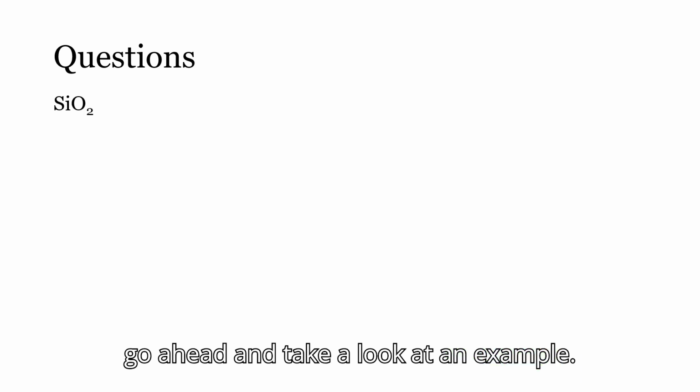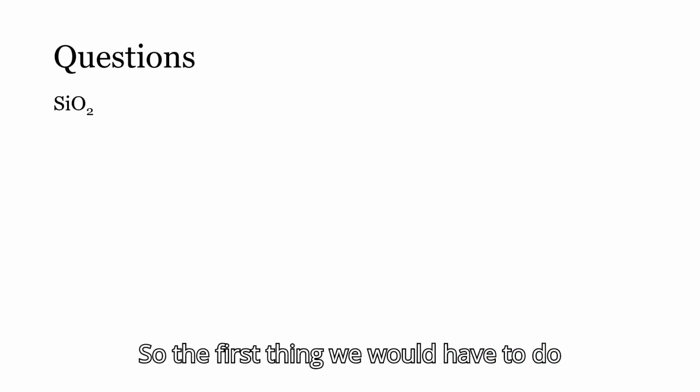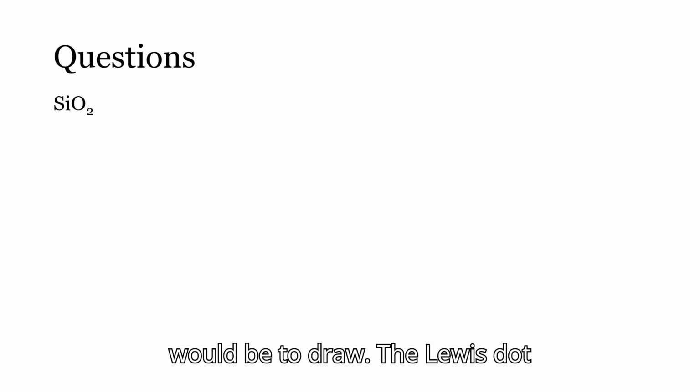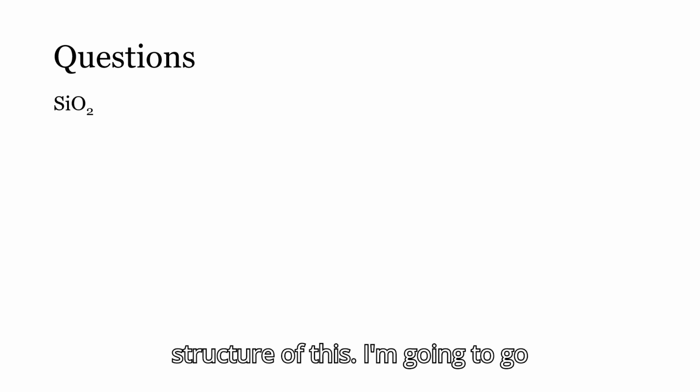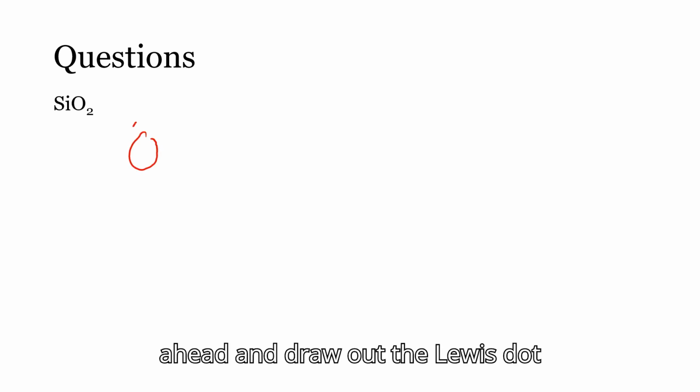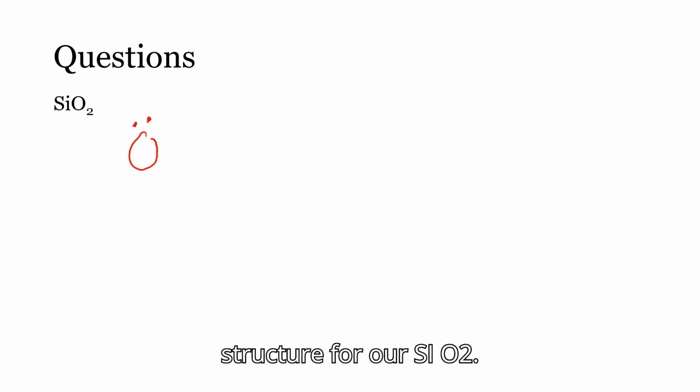Let's go ahead and take a look at an example. The first thing we would have to do is draw the Lewis dot structure. I'm going to go ahead and draw out the Lewis dot structure for our SiO2.